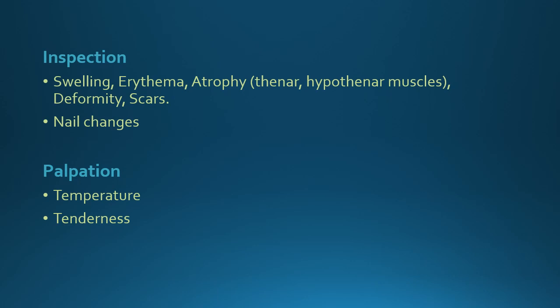On palpation, you need to palpate the hands, checking for temperature to see if it's normal. Also, you need to check for tenderness. For tenderness, you need to palpate the distal radial bone, the distal ulnar bone, the styloid process, the base of the thumb, the carpal bones, and the metacarpal bones.